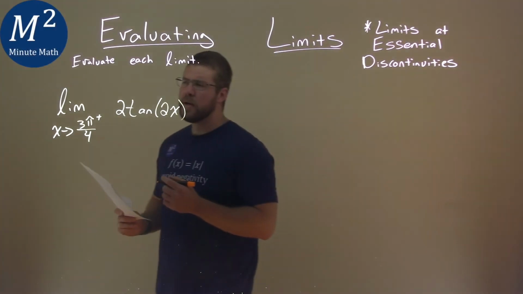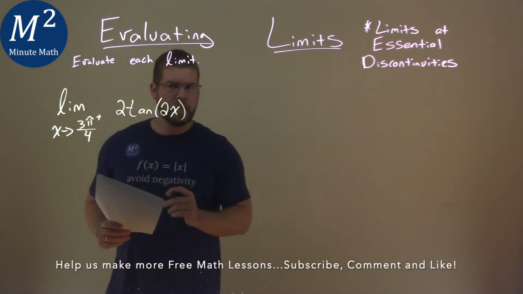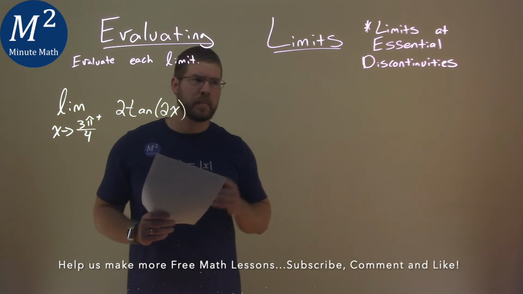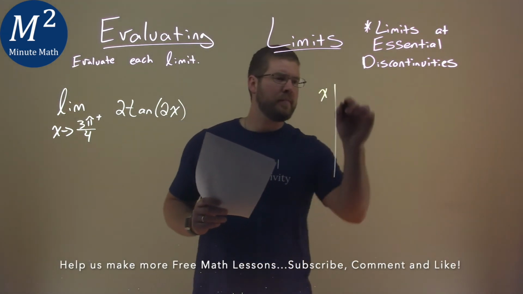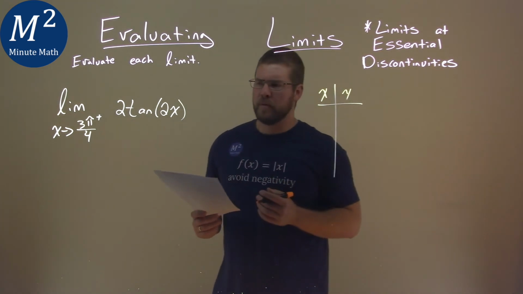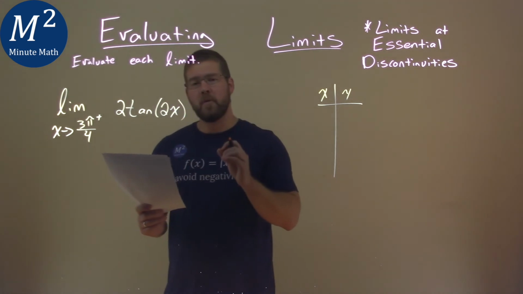We're given this limit right here. The limit as x approaches 3 pi over 4 from the right of 2 times the tangent of 2x, and we have to evaluate this limit. Now I like to use a table here, and I've calculated some values, and they're approximate, they're all going to be rounded here. Now I want to see what happens if we approach 3 pi over 4 from the right of our function here.